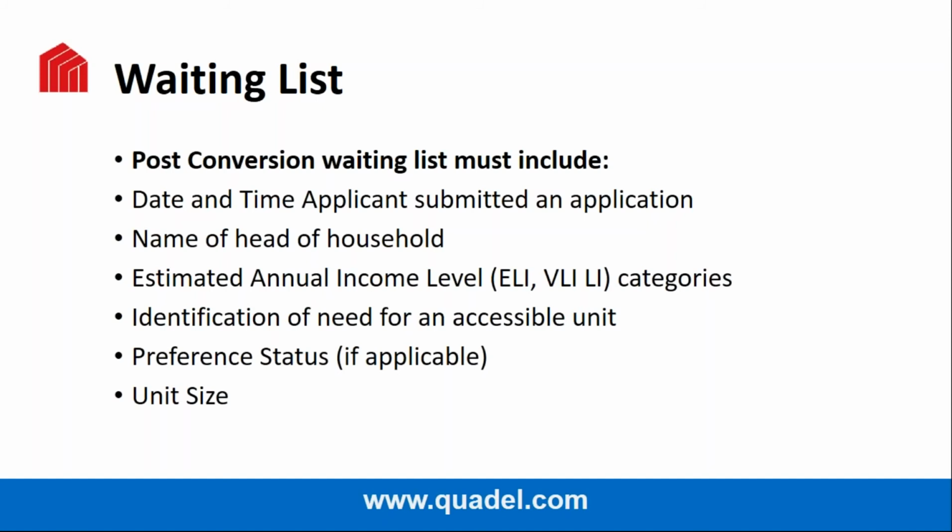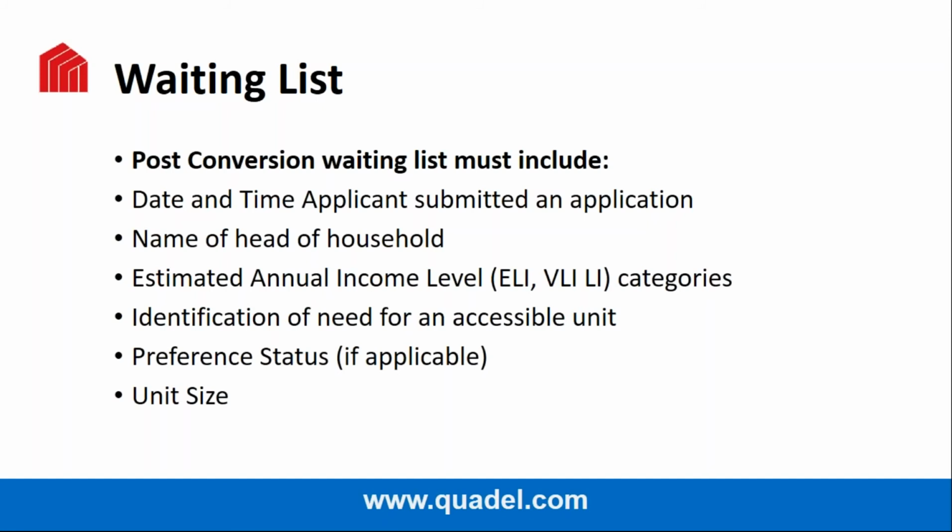The waitlist format must identify the need for an accessible unit. So if an accessible unit is being requested by an applicant, it must be noted on the waitlist. And it must identify any preferences sought by the applicant and also identify the unit size being requested by the applicant or applicant family.